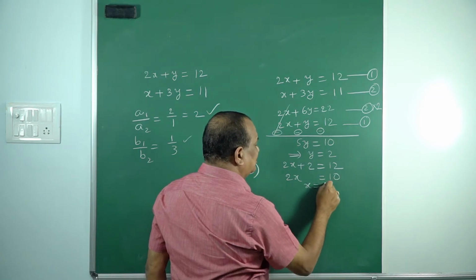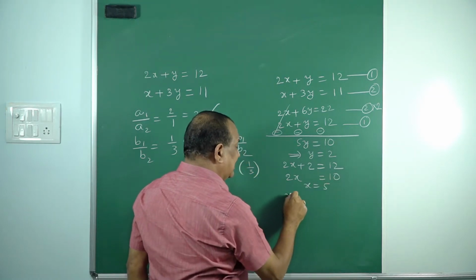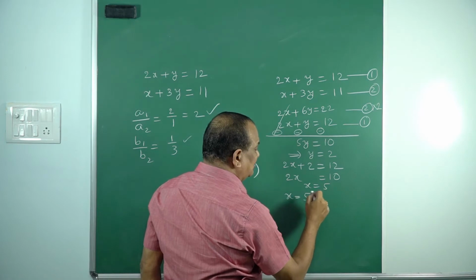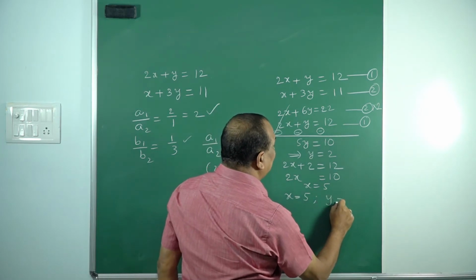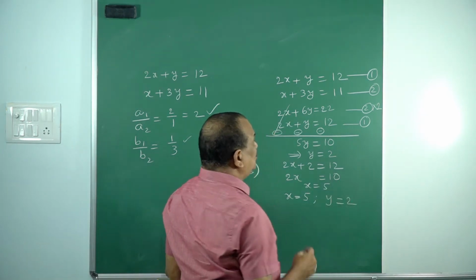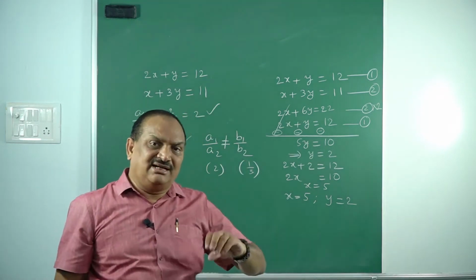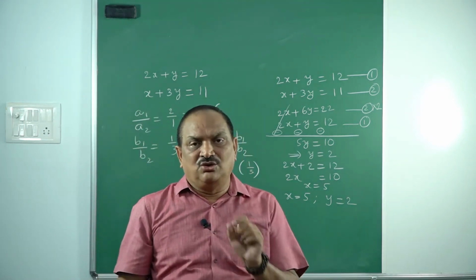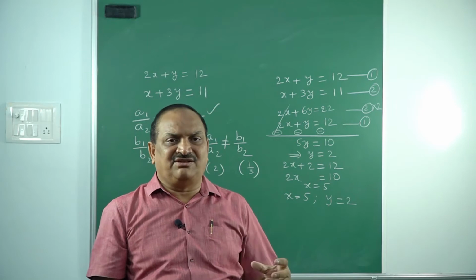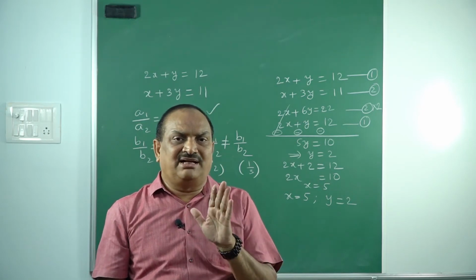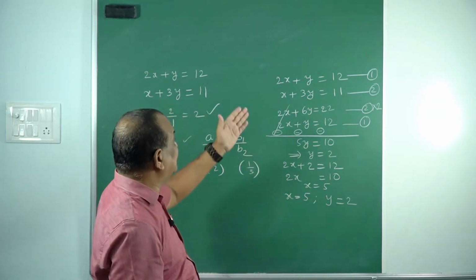And x value is 5. So I got a clear 1 point. X value is 5 and y value is 2. So you should understand something here. When you try to solve the system of the equations, you got a specific x and a specific y. There's only 1 point and that is common for both the lines.